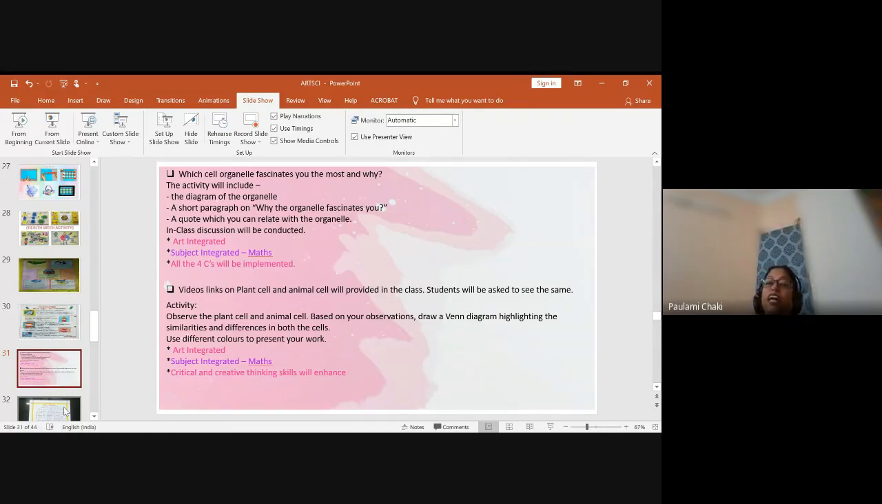And then I said, okay, we will do one activity. What activity? In that activity, you have to write a short paragraph on why the organelle fascinates you, and before that you will draw the diagram, and then you will write a quote which relates to that organelle, and this you have to do in calligraphy. See how different forms of art I am using. So it was art integrated, it was subject integrated, and all the forces were implemented, because I asked them to discuss also before doing it.